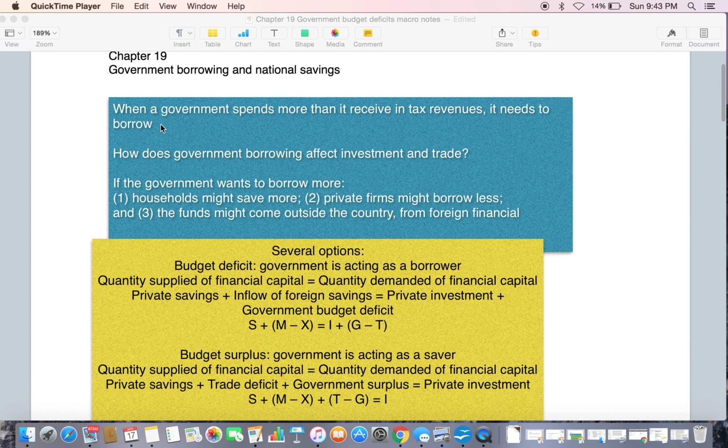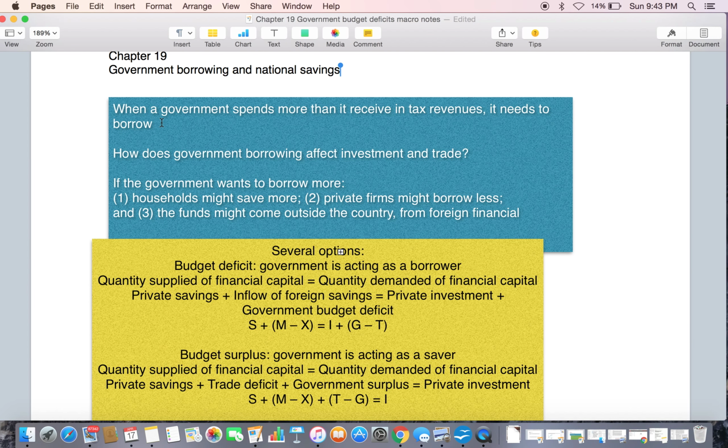So the first thing to think about is when a government spends more than it receives in tax revenues, it needs to borrow. So if government spending is greater than tax revenues, we know that this figure will be less than zero. That means that tax revenues are not significant enough. This means that government revenues in the form of tax revenues won't be sufficient to cover all of the government expenditures. So G minus T represents the fact that we would have a government budget deficit here.